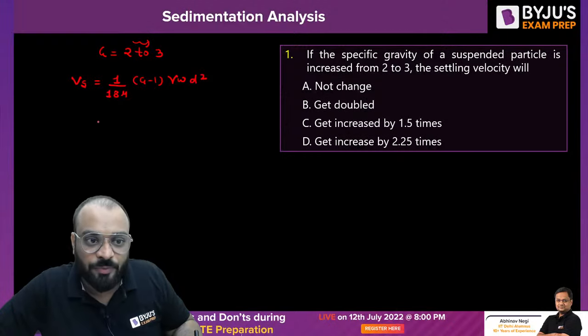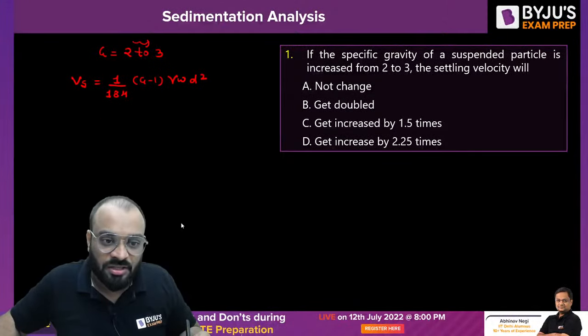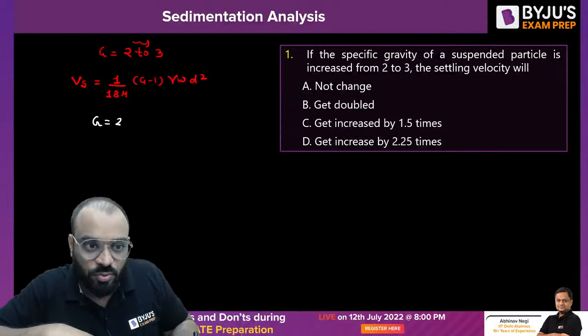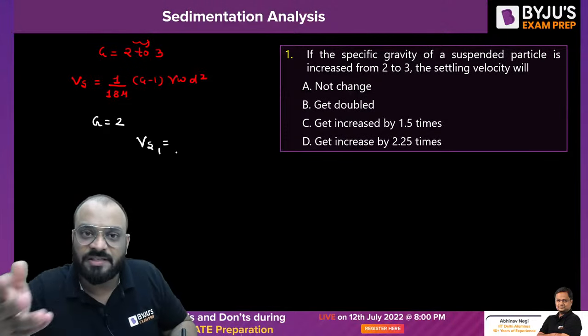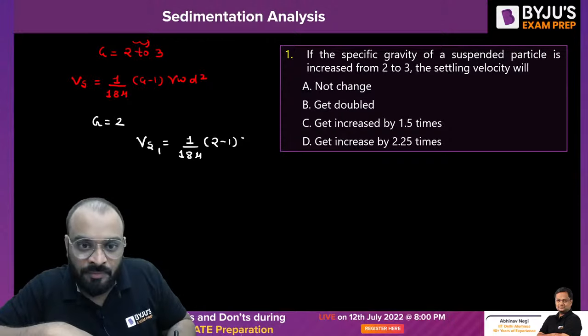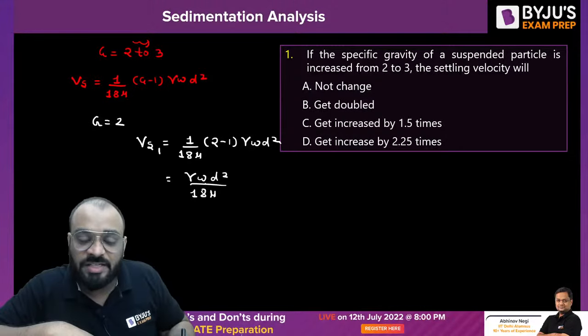Now guys, let us suppose in the initial condition, the value of G is equal to 2. If you consider G equal to 2, then the settling velocity of the particle, let us consider Vs1, is equal to 1/18μ (2 − 1) γw d². So you can write it down as γw d² divided by 18μ. This is nothing but Vs1.